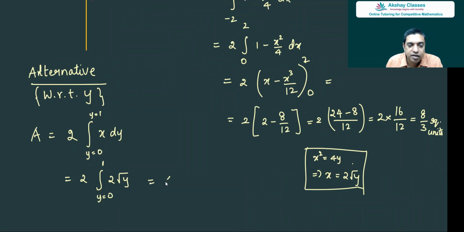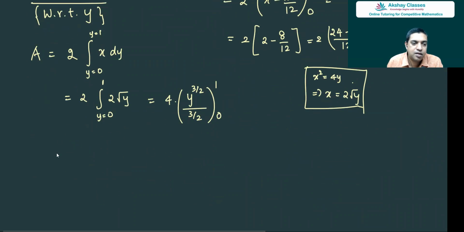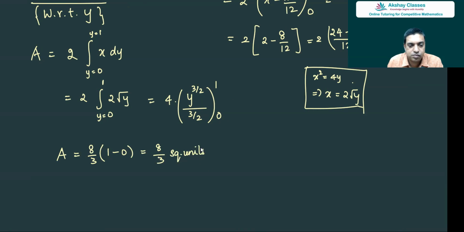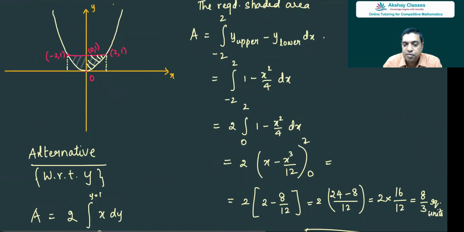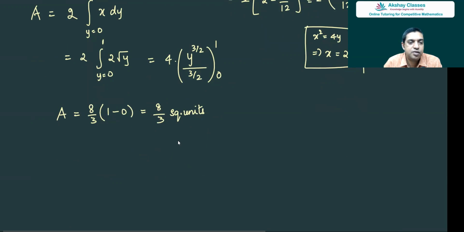So we get 4 times y to the power 3 by 2 upon 3 by 2 from 0 to 1. So A is 8 upon 3 times 1 minus 0. So same, we got by one integral. Here we have to do upper minus lower. So 8 by 3 square units. Here also 8 by 3 square units. Okay, so we can do it both ways.